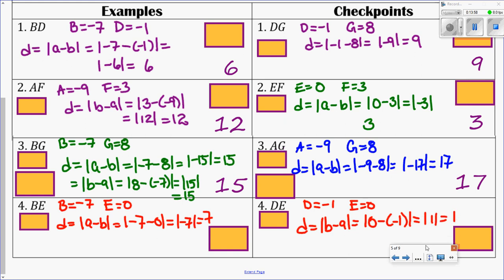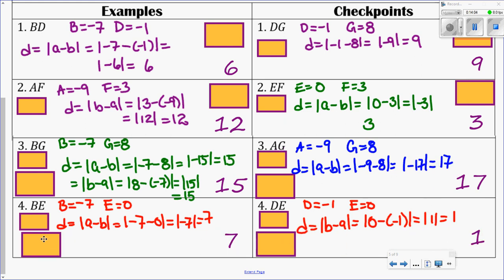And let me move this down and then unveil the answers. Got 1 here, and then 7. All right. Let's go on to the next one.